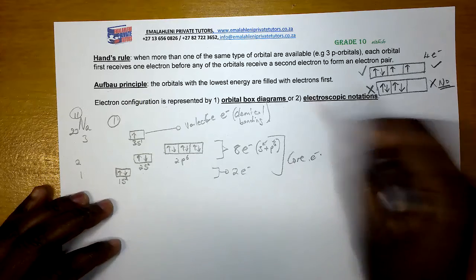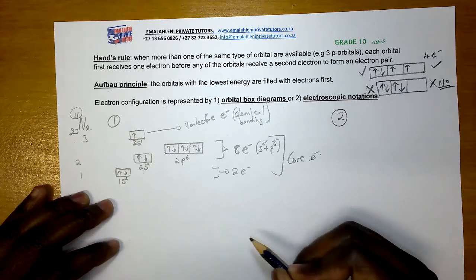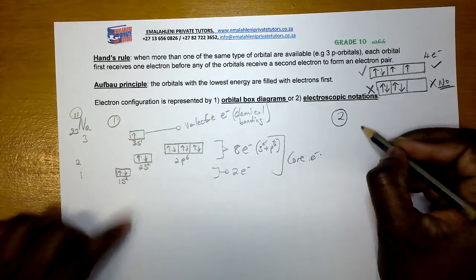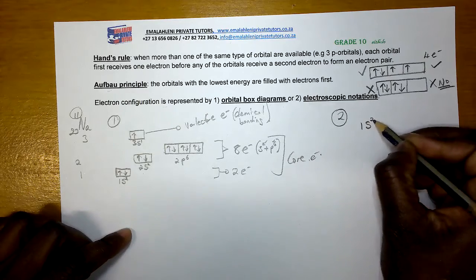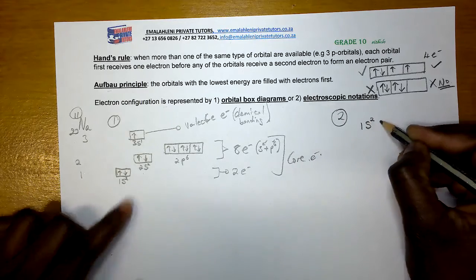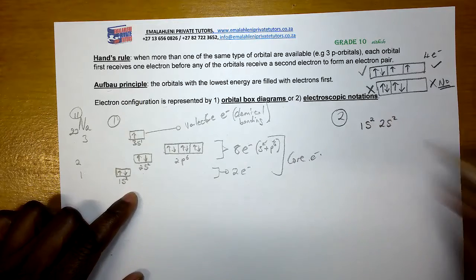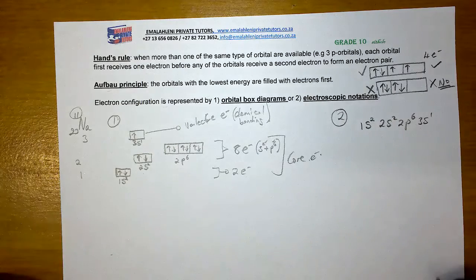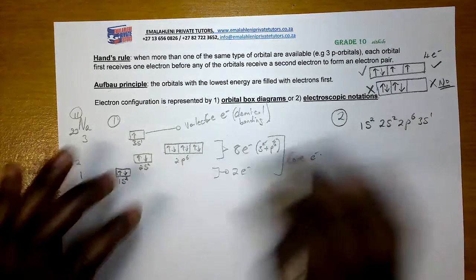Then let's look at the second method, which is electronic notation. In electronic notation, we know that first we're just going to write 1s2. Then we have 2s2 again. Then we've got 2p6. Then we have 3s1. That's how you represent the electronic notation. So you must always remember to differentiate the two.